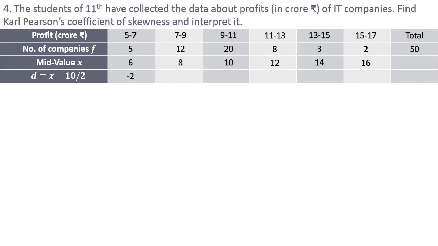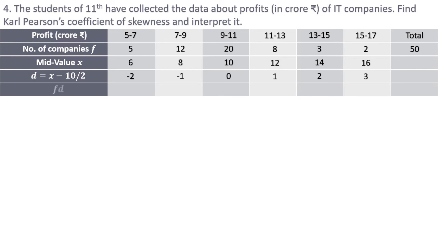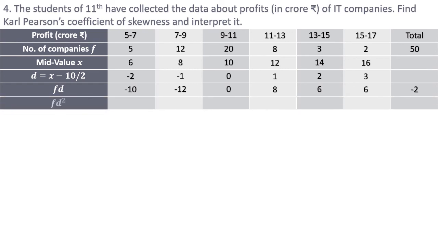So 6 minus 10 upon 2 is negative 2. 8 minus 10 upon 2 is negative 1. 10 minus 10 is obviously 0, 1, 2 and 3. You will get these answers. You don't need to make a total of this because we need to multiply d with the frequency here. So that is fd. 5 into negative 2 is negative 10, 12 into negative 1 is negative 12, 20 into 0 is 0, 8 ones are 8, 3 twos are 6 and 2 threes are 6. When you make a total you get negative 2 here.